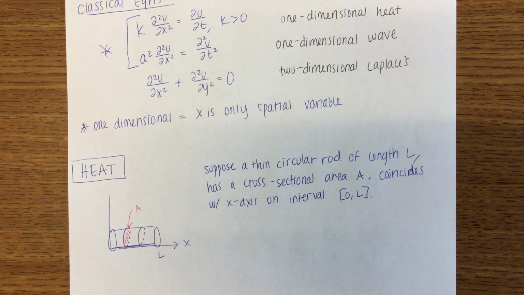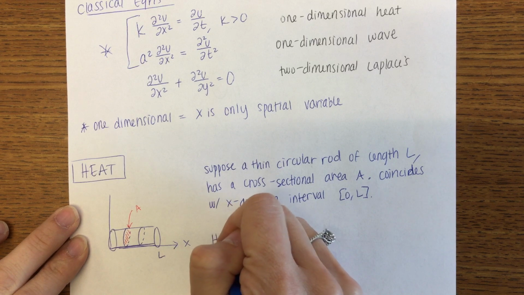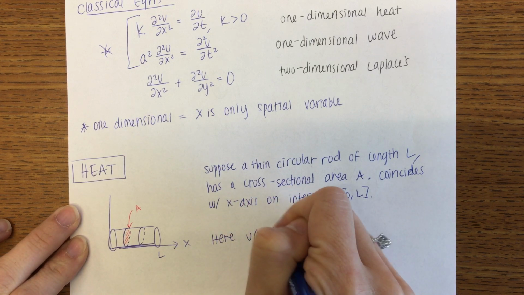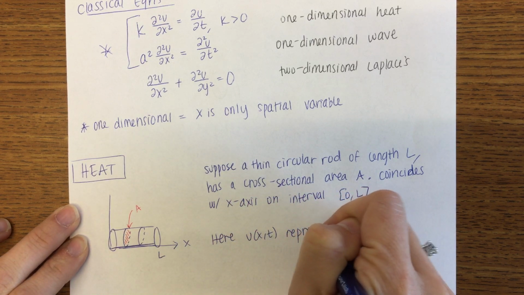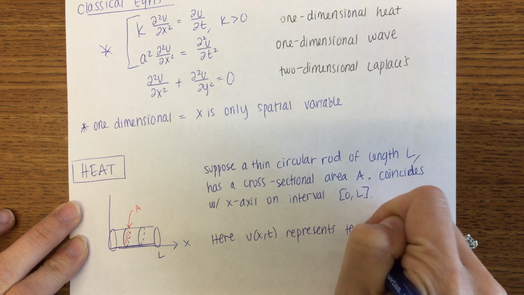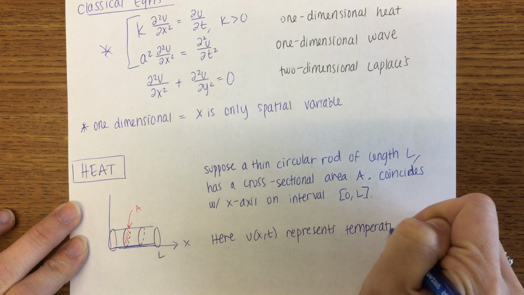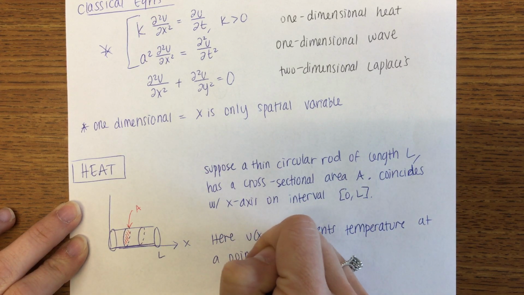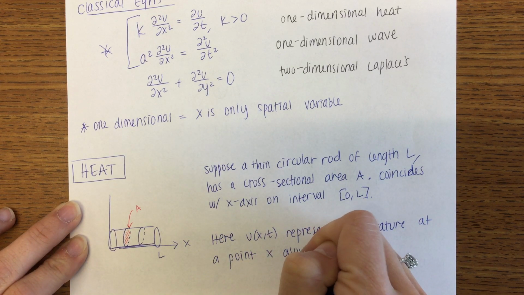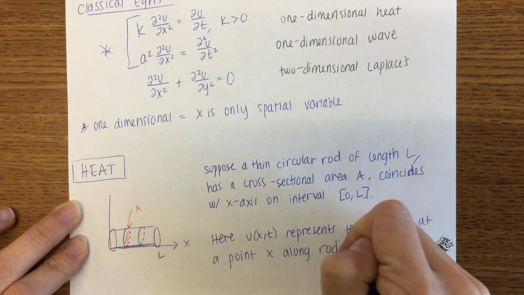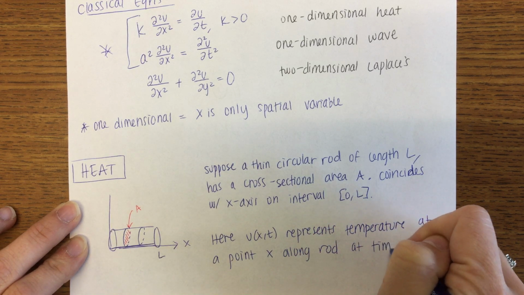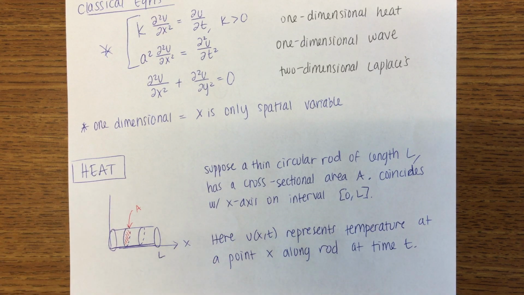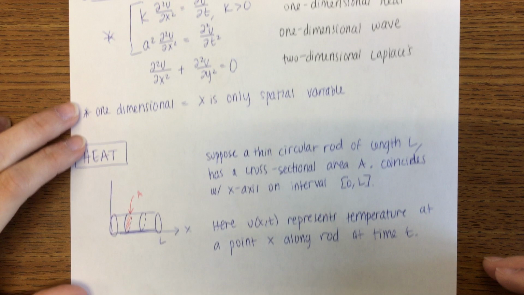Like we said in the very beginning, we will be solving for u of x,t. So here, u of x,t represents the temperature at a point x along the rod at time t. So we'll be able to find the temperature at a certain point along the rod and at a certain time.